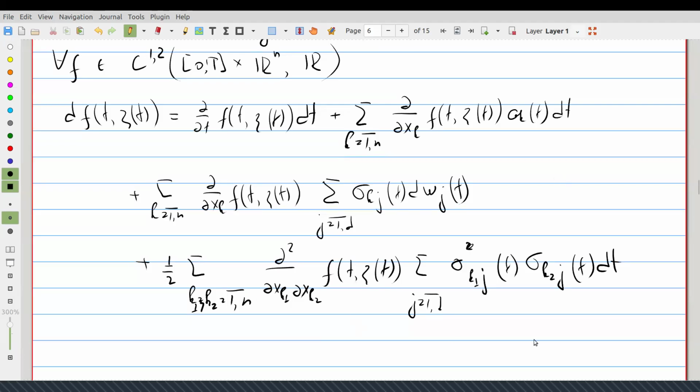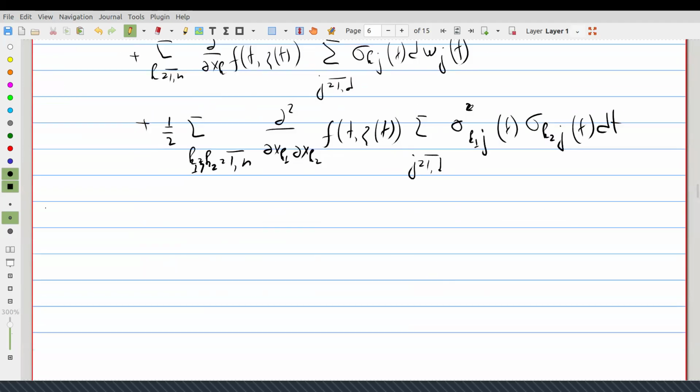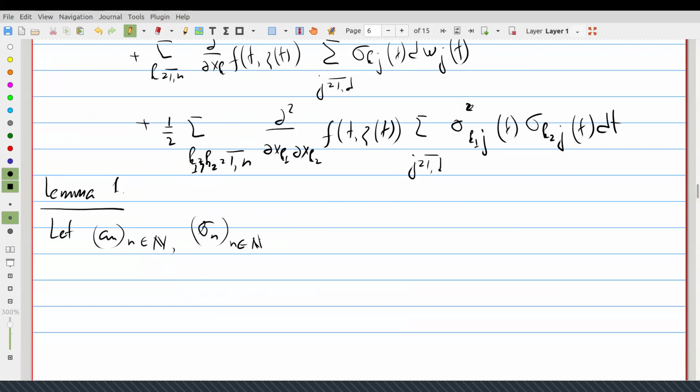All derivatives up to the second order in space and only to first order in time. I will need two additional lemmas. So first lemma, now we are back to the one-dimensional case. The first lemma is useful in many cases, not only this.